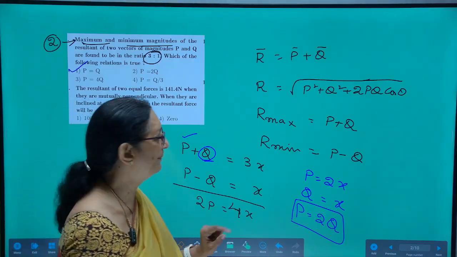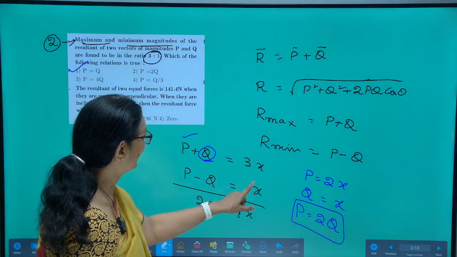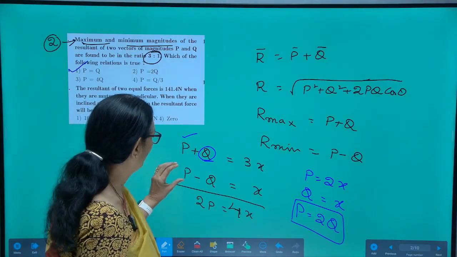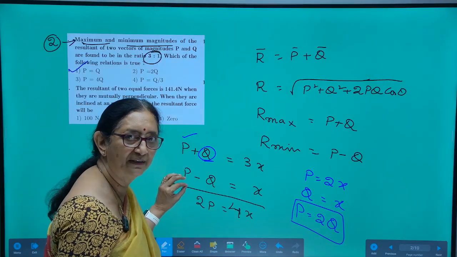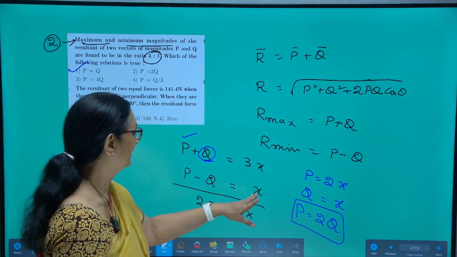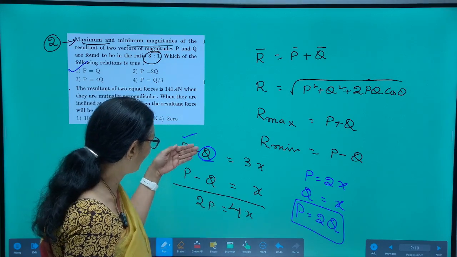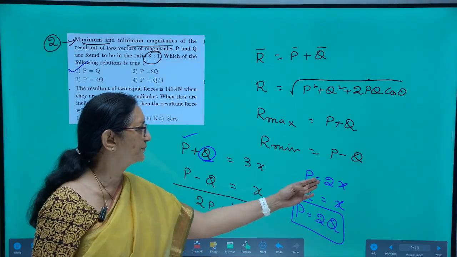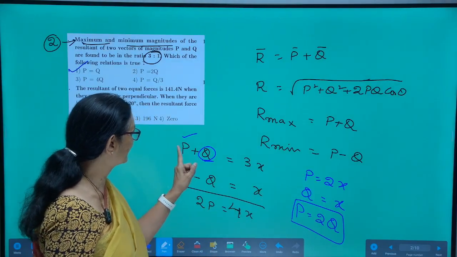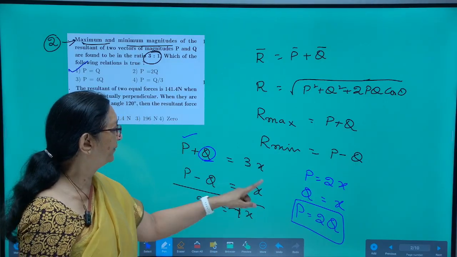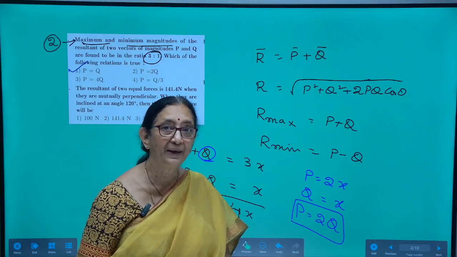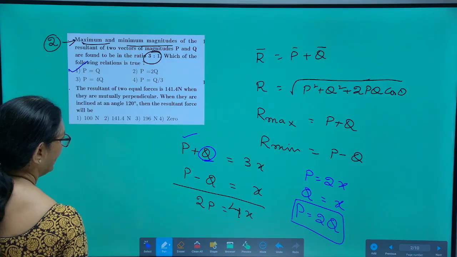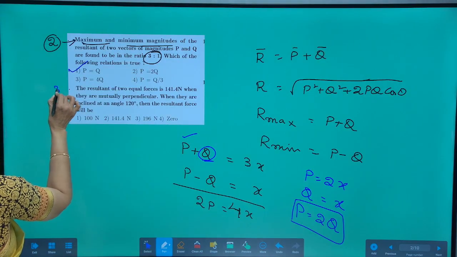Maximum and minimum magnitudes are in the ratio 3:1. The maximum magnitude is P plus Q, and the minimum possible magnitude of the two vectors is P minus Q, that is x. On adding these two equations, 2P is 4x, from which P is 2x, and substituting that value, Q is equal to x. So P is equal to 2Q is the right option for that problem. Now, let us move on to the third question.